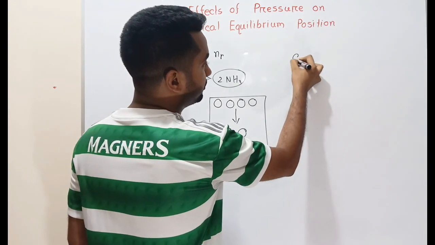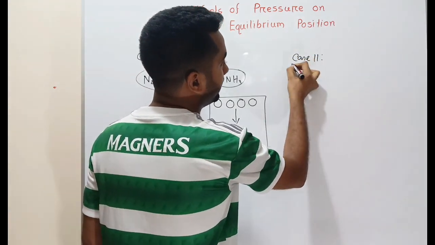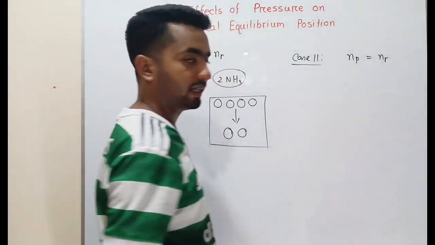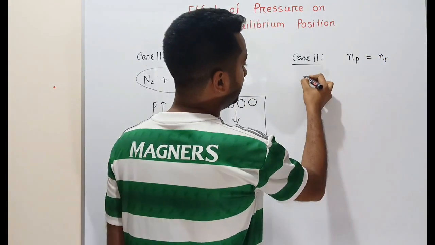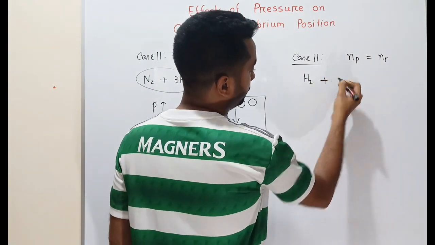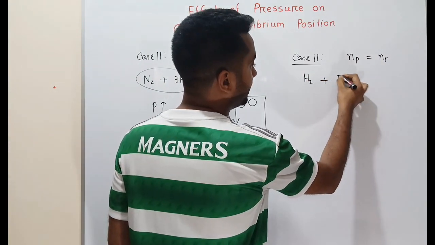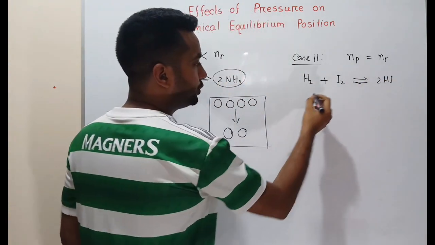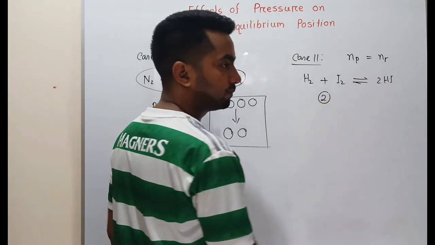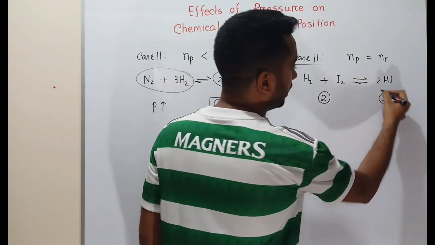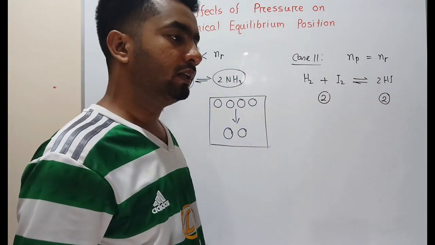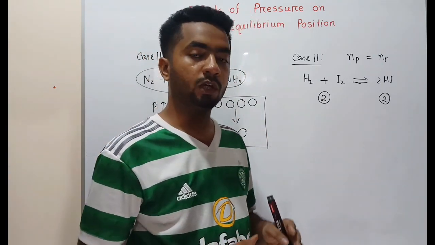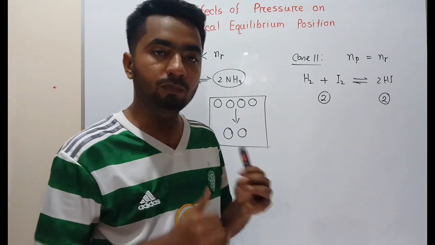Now come to case 3. Case 3 means when the number of mole of products is equal to the number of mole of reactants. Let's consider an example. 1 mole of H2 reacts with 1 mole of I2 to produce 2 mole of HI. That means 2 mole of reactants producing 2 mole of products. That means the number of molecules remains the same. So the amount of pressure will also be the same.